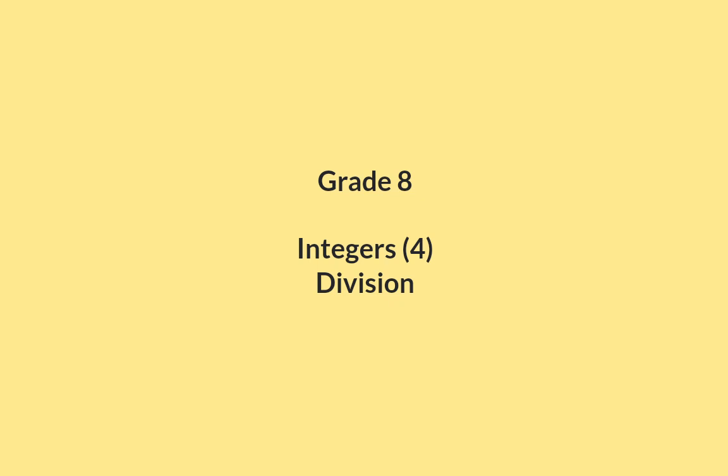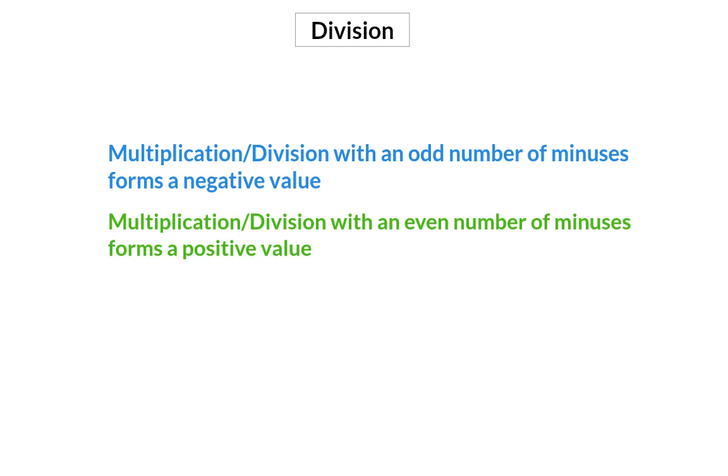In this video, we're going to have a look at dividing integers. Division is the inverse operation of multiplication, and that is why the conclusion that we made in the previous video about multiplying by a negative value also applies to division. So when multiplying or dividing with an odd number of minuses, you'll always get a negative value. And when multiplying or dividing with an even number of minuses, you will form a positive value.